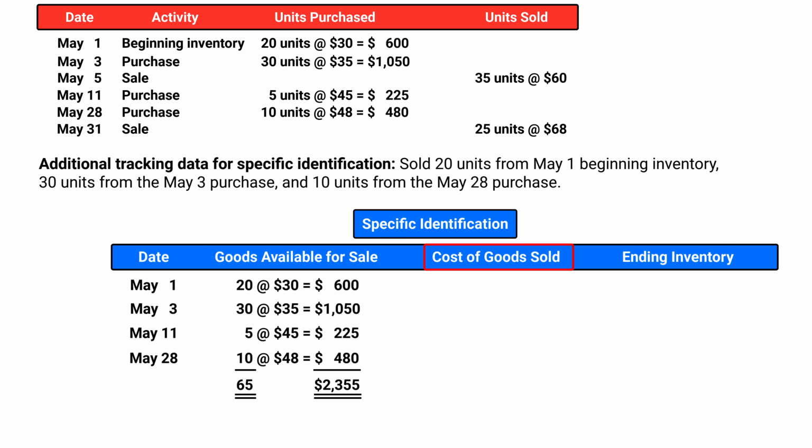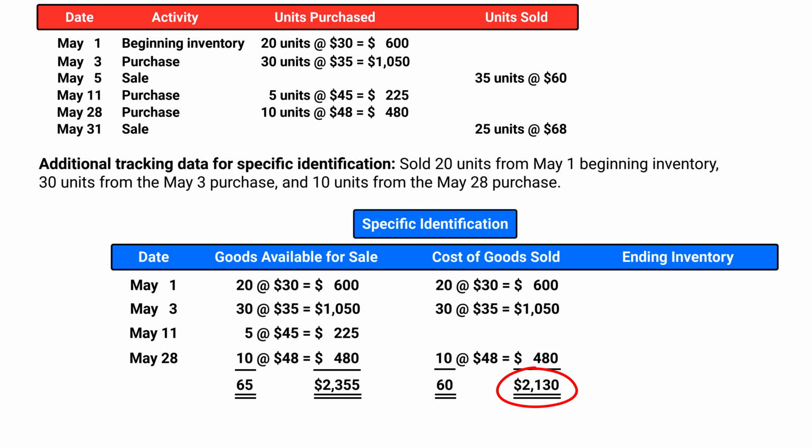Next, we need to determine our cost of goods sold. Our company's accounting system tells us that goods sold includes 20 units from May 1st beginning inventory, 30 units from May 3rd purchase, and 10 units from the May 28th purchase. When we add each of these items, we get 60 units sold and a cost of goods sold of $2,130. This amount is the cost of inventory sold during this month and will be reported on the income statement.